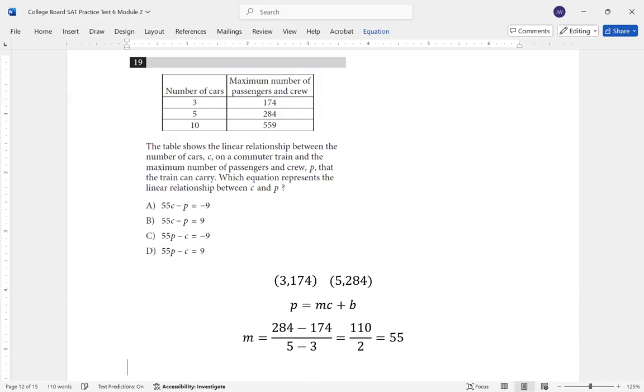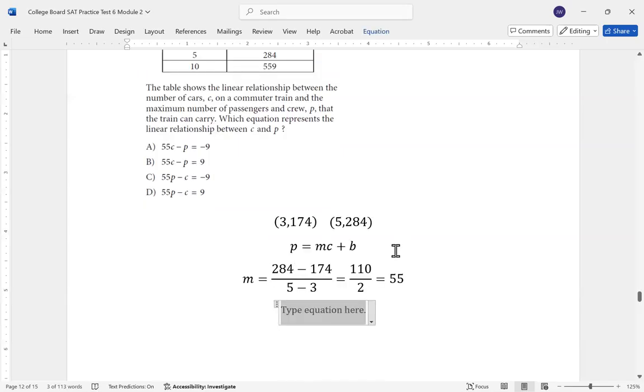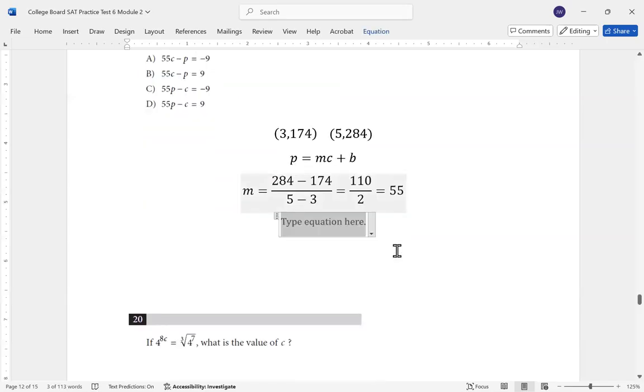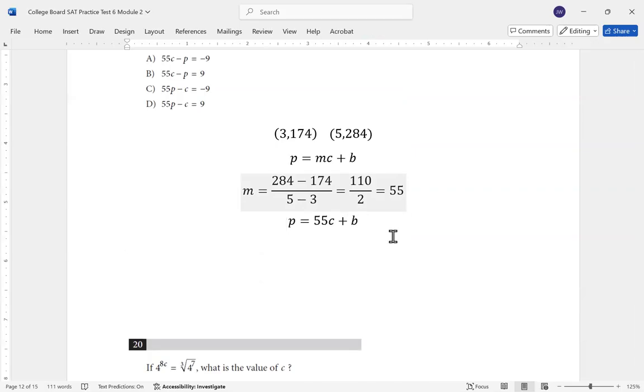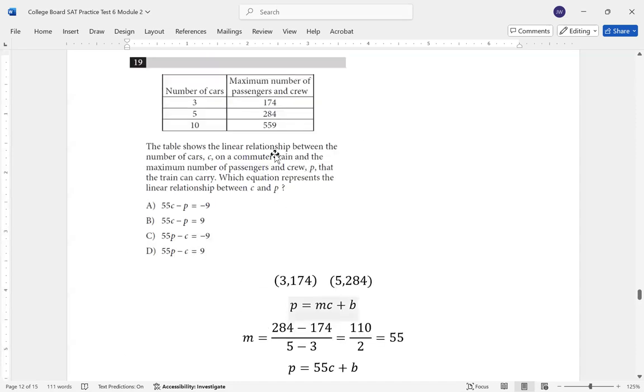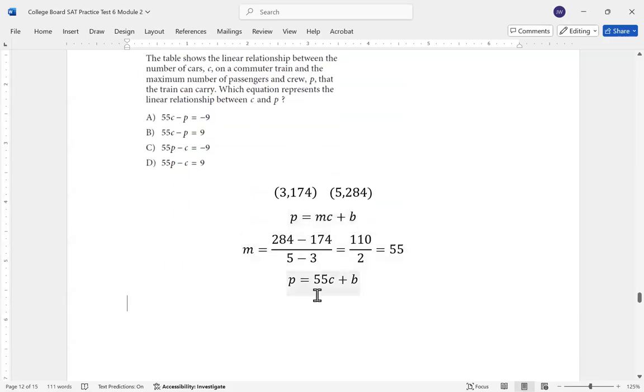So now I know what's going to happen, kind of. My equation is going to be P is equal to 55 times C plus some b. In order to figure out the b, I can plug in the values for one of these 2 points, or I could also use the value 10,559 and plug that in. So let's go ahead and do that. When the output is 174, the input is 3.